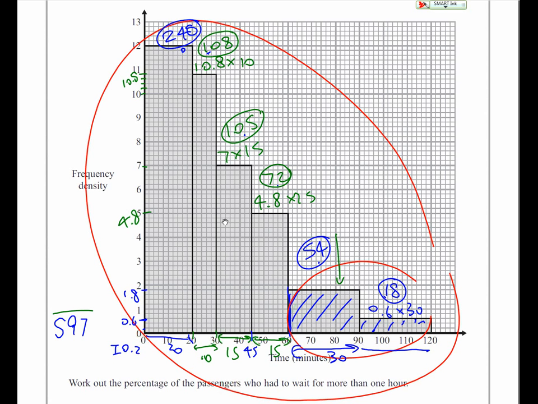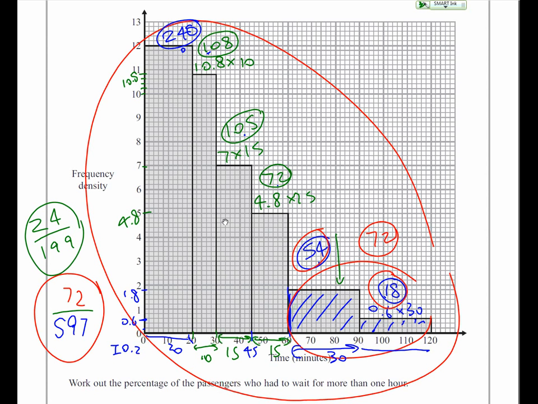Okay, now we're interested in the 54 and the 18. So do 54 add 18, and that's 72 people that had to wait for over an hour. So the fraction is 72 out of 597. That's what it was asked for. If you want, you can whack it in your calculator, and it will simplify to 224 over 199.